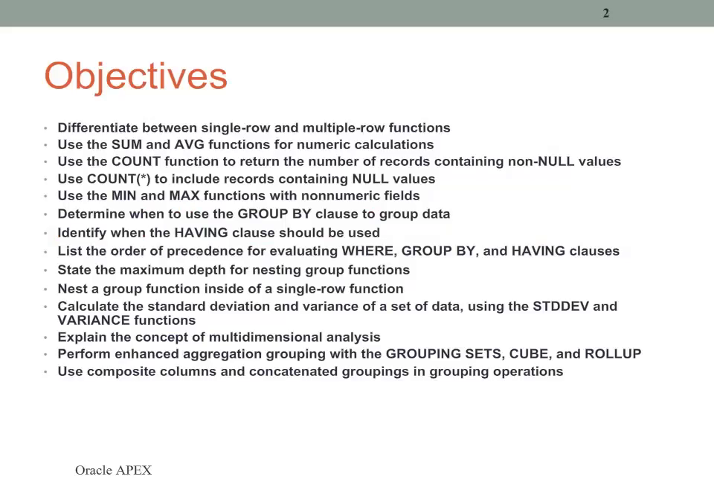Here, we're going to differentiate between single row and multiple row functions. We're going to use the sum and average functions for numeric calculations. We're going to use the count function. We're going to use the count with the asterisk. We're going to use the min and the max functions, even with non-numeric fields.